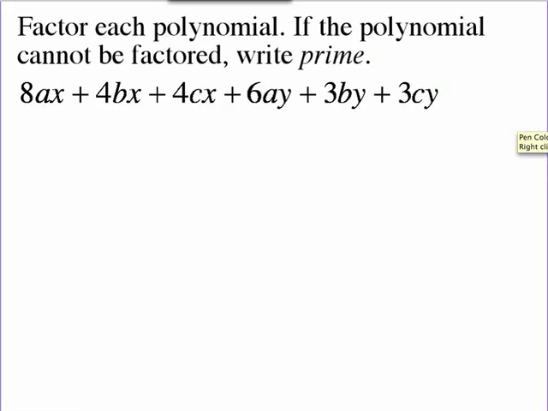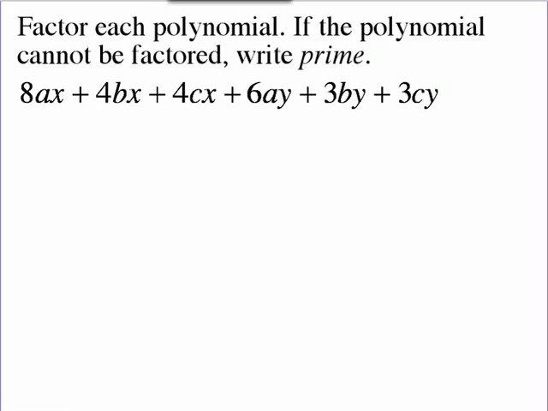This says to factor each polynomial; if the polynomial cannot be factored, write prime. So we need to count. How many terms do I have here? 1, 2, 3, 4, 5, 6. 6, so I'm going to look to try and group. And when I look to try and group, I'm looking for things in common. So can you tell me what you notice about all of the terms?